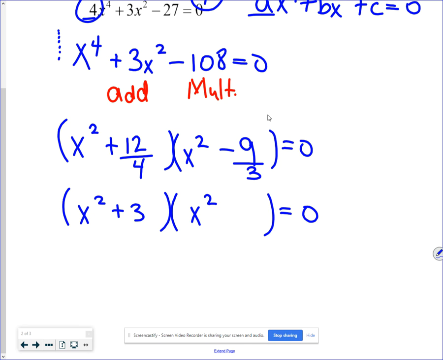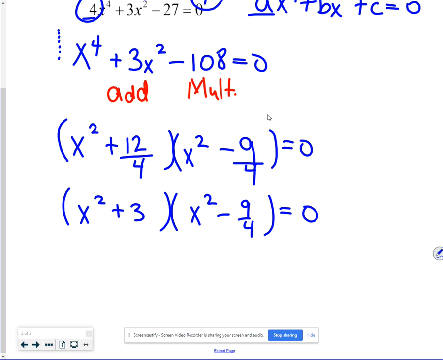12 over 4 reduces down to 3, right? 9 over 4. Oh, yeah, I should have had 9 over 4. I couldn't figure out what I did wrong. Mrs. Stuckey helped me. 9 over 4. There we go. And then 9 over 4 reduces down. Well, can we reduce 9 over 4? No, we can't. So we'll just leave this as 9 over 4.